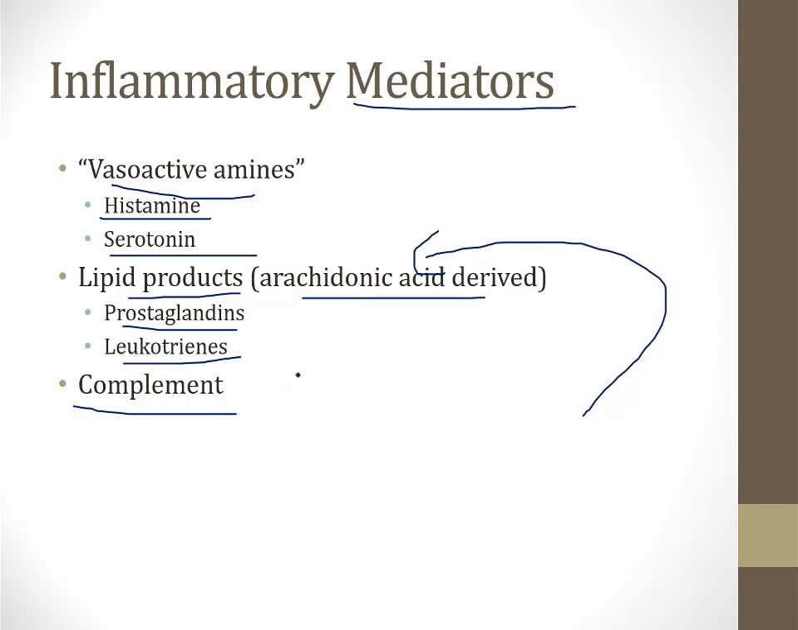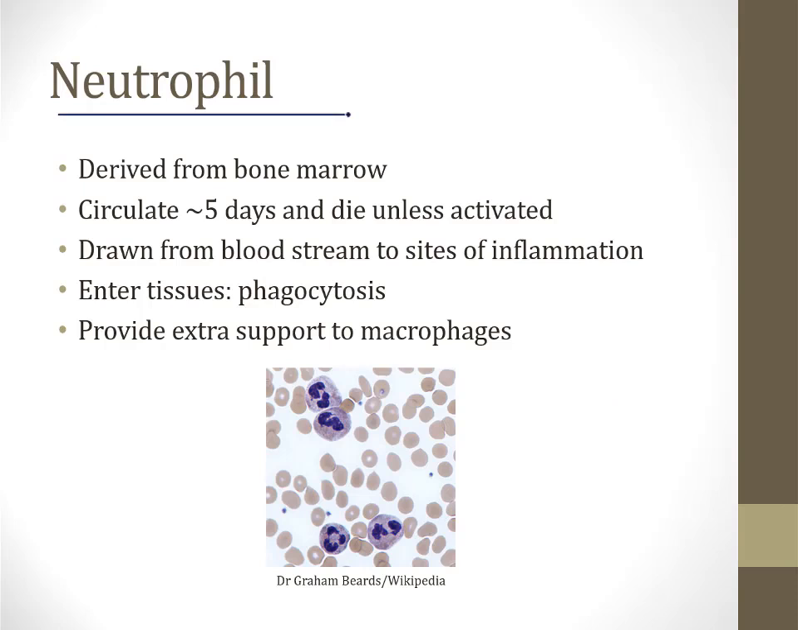the immunology section. Now let's talk about neutrophils, because these are very important cells for acute inflammation. These cells come from the bone marrow and they circulate in the bloodstream for about 5 days, and then they die through apoptosis unless they become activated. If they are activated by some of those inflammatory mediators, then they can be drawn from the bloodstream to sites of inflammation, and once they get there, they can perform phagocytosis.